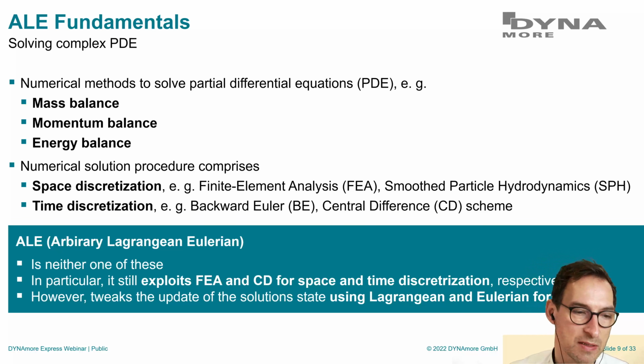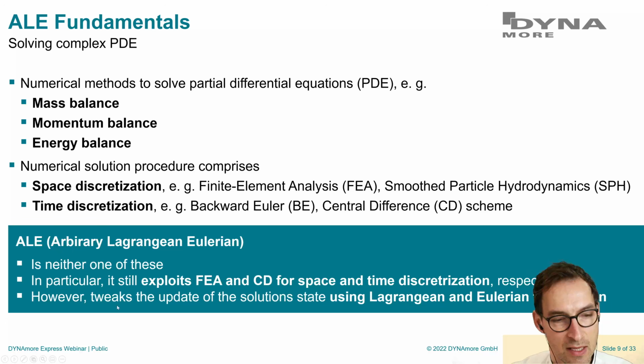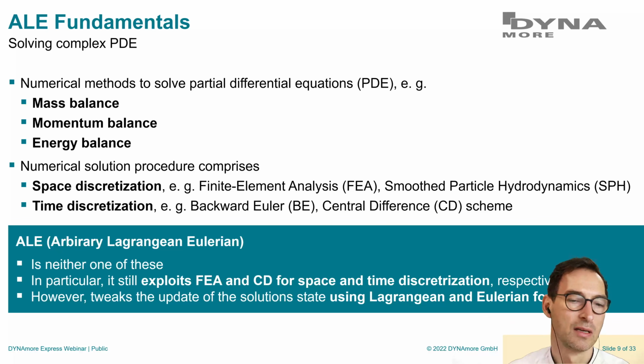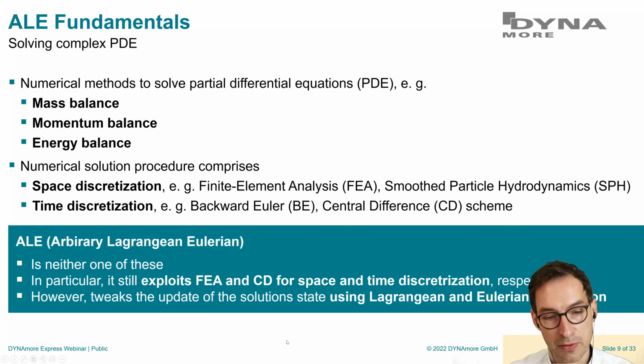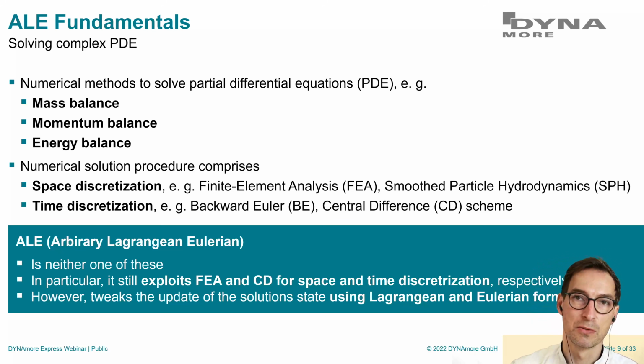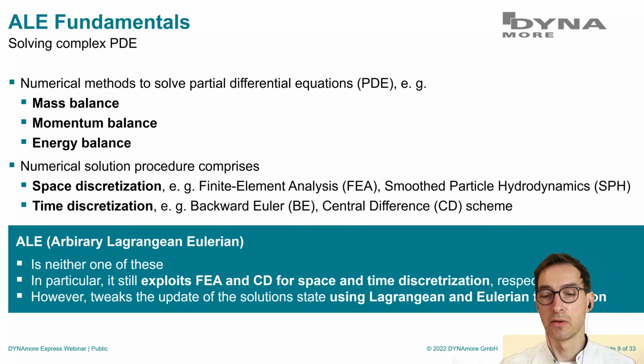However, and here's the twist of the ALE method, the update, how to proceed in time from one time step to another one, is slightly different in comparison to a regular time discretization scheme. So what we're actually doing in the ALE method, we're using a Lagrangian description for the deformation, and then we use an Eulerian formulation to correct the distorted meshes. So we have to deal with Lagrangian and Eulerian formulations in this method. This is actually the twist of the ALE method.